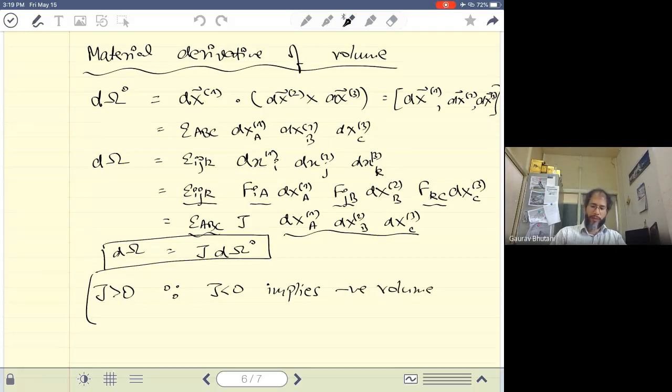Now J equal to 0, we know that's also not possible, because remember that J equal to 0 means the mapping is non-invertible, which physically again does not make sense, because for every mapping you have an inverse mapping physically. There is one and only one possible inverse mapping. So the inverse exists, and J equal to 0 also is not possible.